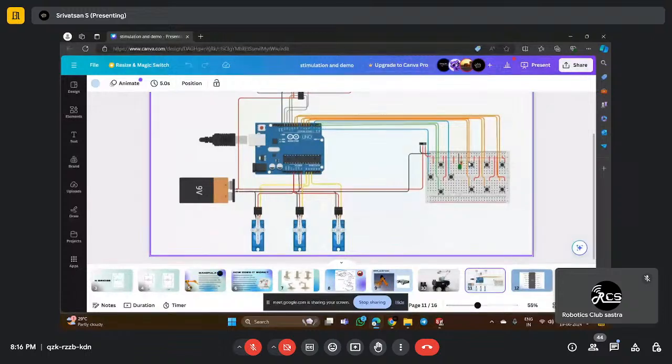These two switches are used to control this servo, and these two switches are connected to pins 4 and 5, the next two to 6 and 7, and the last two to 8 and 9.